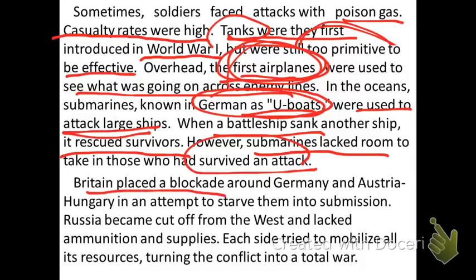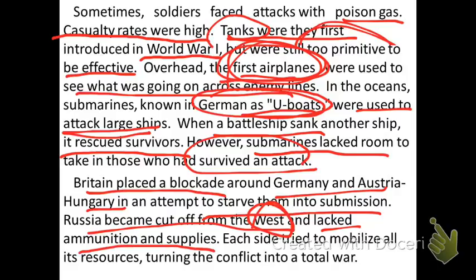Britain placed a blockade around Germany and Austria-Hungary in an attempt to starve them into submission. Again, nothing new with that. Every war has seen some type of blockade. Russia became cut off from the West. Again, keep in mind, Russia is a large country, a large population, but because it is so large, its people are spread out. And to be perfectly honest, the Russian economy wasn't very strong going into the war. And Russia lacked ammunition and the supplies it needed to continue to fight the war.